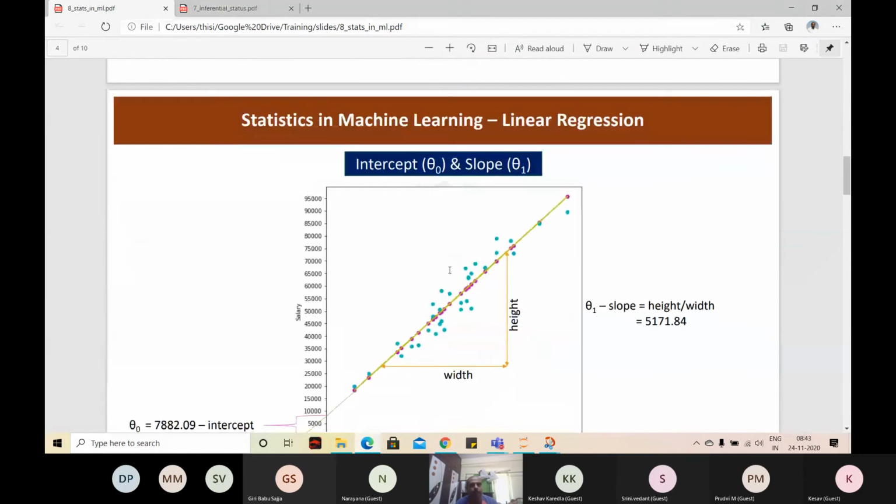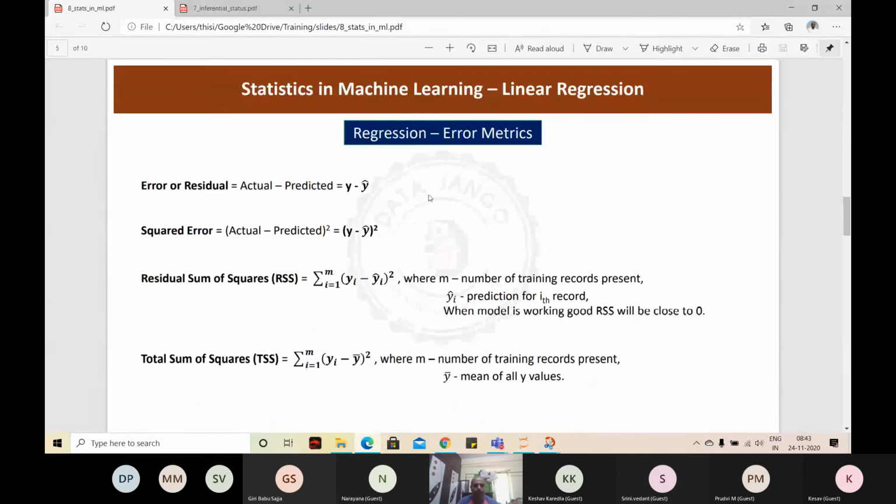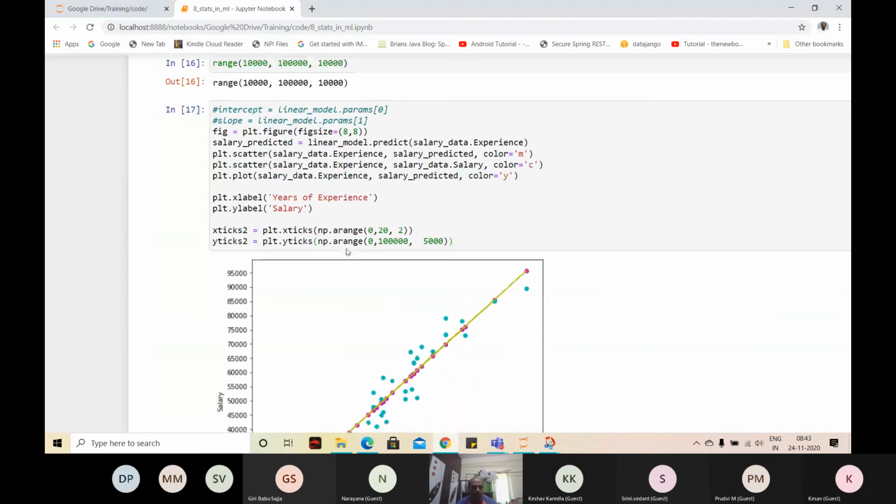On a regression problem, we are going to look at metrics. Regression error metrics. Error is also called residual. This is a term you need to remember. Residual. Error is also called residual. Actual value minus predicted value is the error or residual. What is the actual value? Let me try to look at the code here.